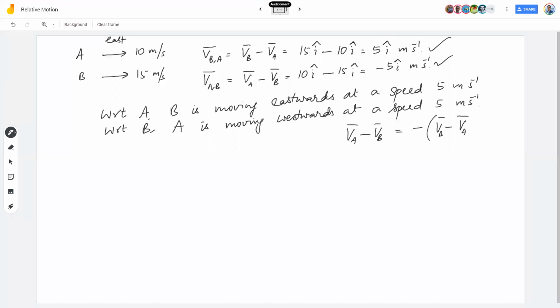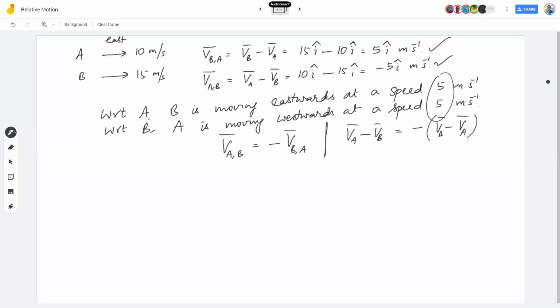For one thing, VA bar minus VB bar is nothing but the negative of VB bar minus VA bar, is it not? In fact, I can say the velocity of A with respect to B is nothing but the negative of the velocity of B with respect to A. It's a common sense thing. Understand it. VAB bar equals minus of VBA bar. Both will have the same magnitude, but they will be in opposite directions.